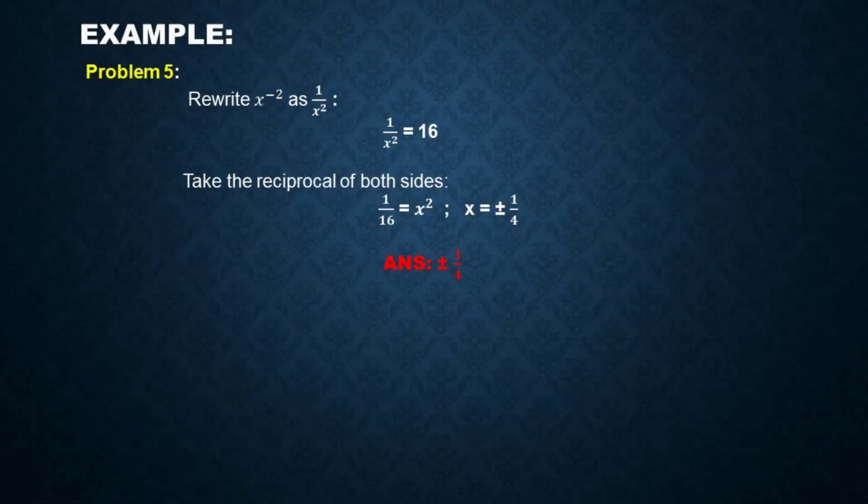In problem number 5, rewrite x raised to negative 2 as 1 over x raised to 2. Therefore, 1 over x squared is equal to 16. Take the reciprocal of both sides, x squared is equal to 1 over 16. To solve for x, we will just take the square root of both sides. The square root of x squared will be equal to x, while the square root of 1 over 16 will be positive negative 1 over 4. So the value of x is positive negative 1 over 4.